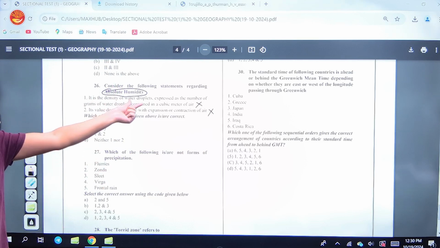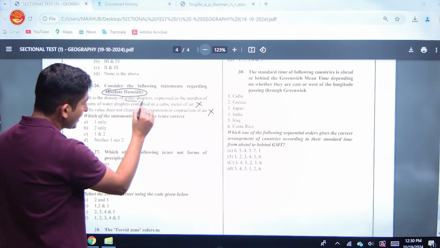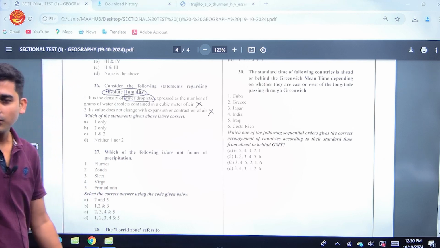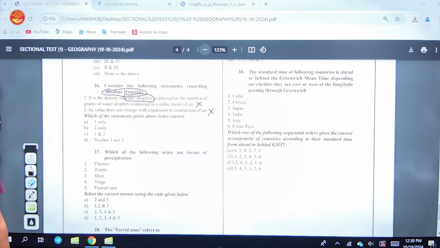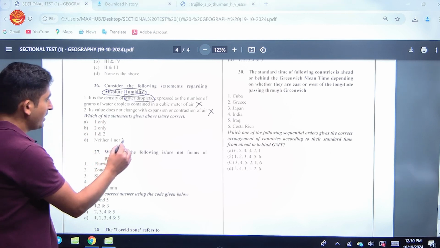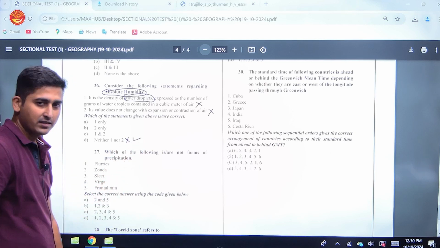Why? Here there are water droplets, not water vapour. There is a difference between water droplets and water vapour. Water vapour is the gaseous form, and humidity is considered water in the gaseous form, not in the liquid form. So both are wrong. Neither one nor two is the correct answer.